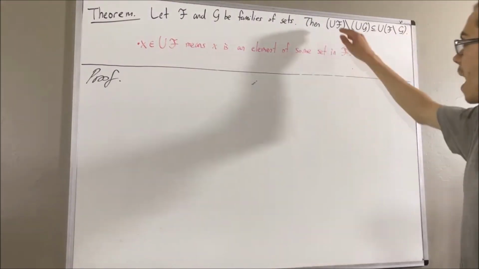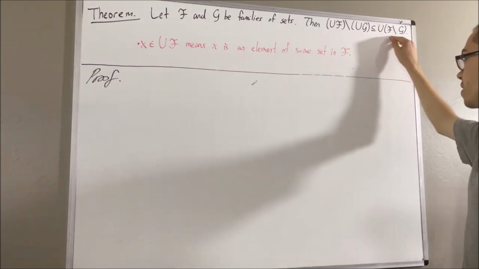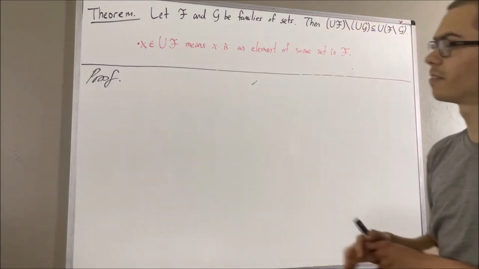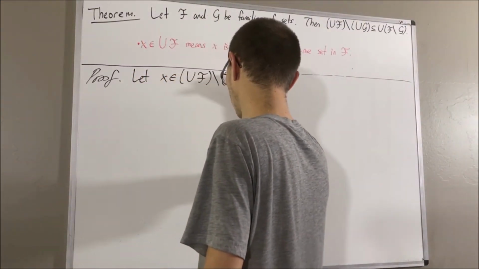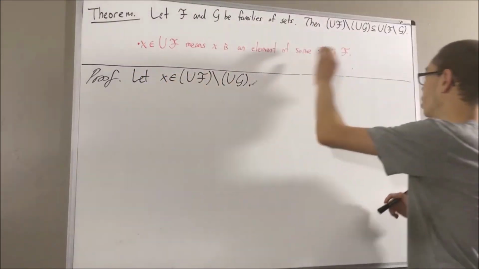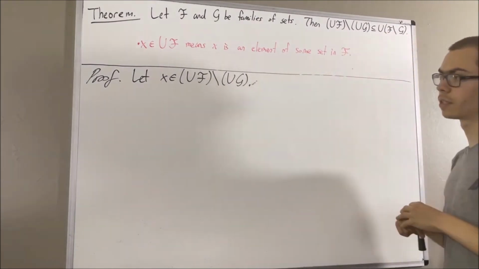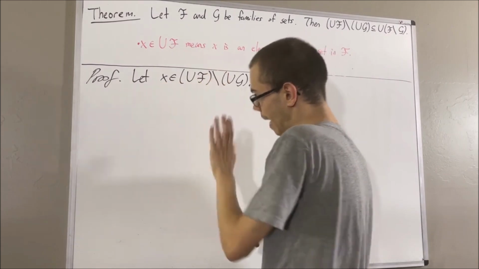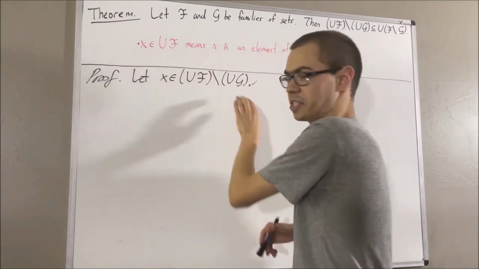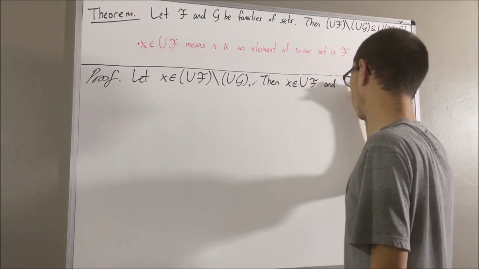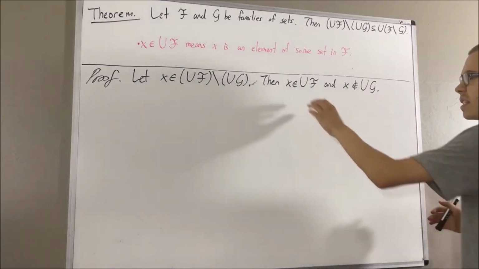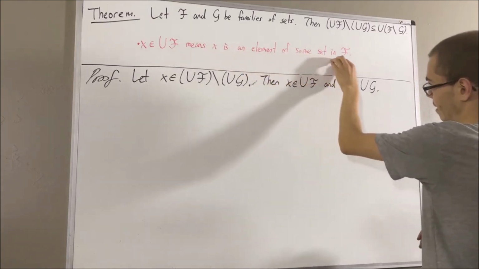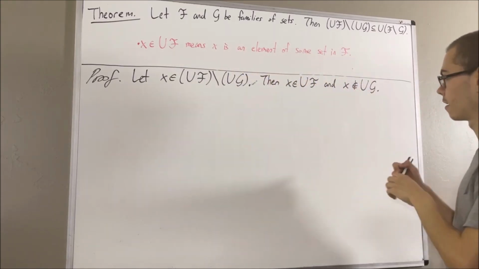Now, we're trying to prove that everything in this set belongs to this set. So give me an arbitrary element of this set. I'll call it X. Our goal was to show that X belongs to this set. Now to start, this means that X is an element of the union of F and X is not an element of the union of G. Well, since X is an element of the union of F, this tells us that X is an element of some set in F. I'll call that set A.